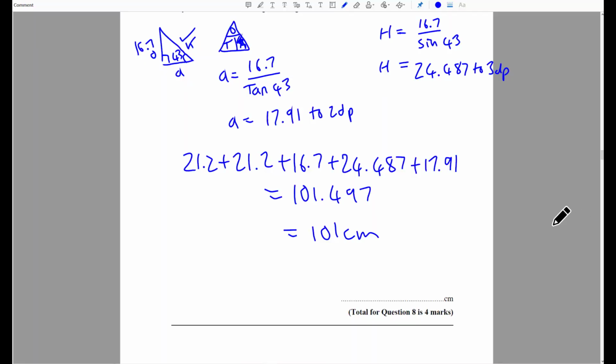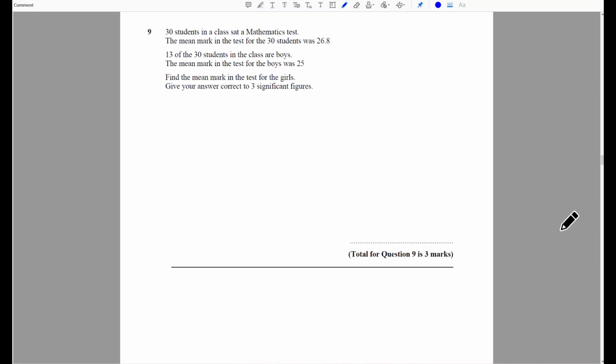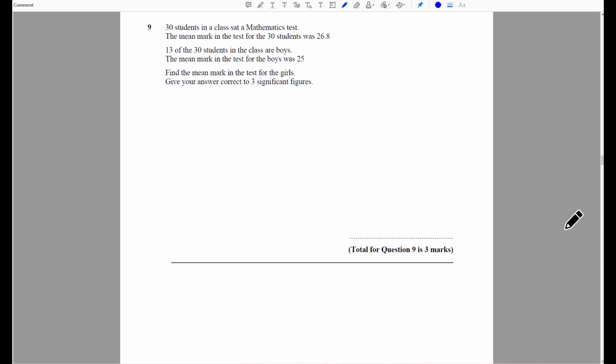So you should be very happy with that. That's an easy 4 marks, and you can work this out. Question 9. Do read the question more than once. Right, you've got 30 students. The mean mark in the test for the 30 students was 26.8. 13 of the 30 students in the class are boys. The mean mark for the boys is 25. Find the mean mark for the girls.